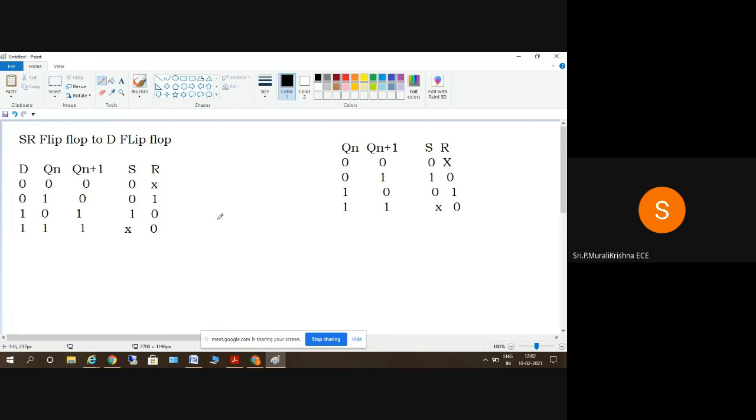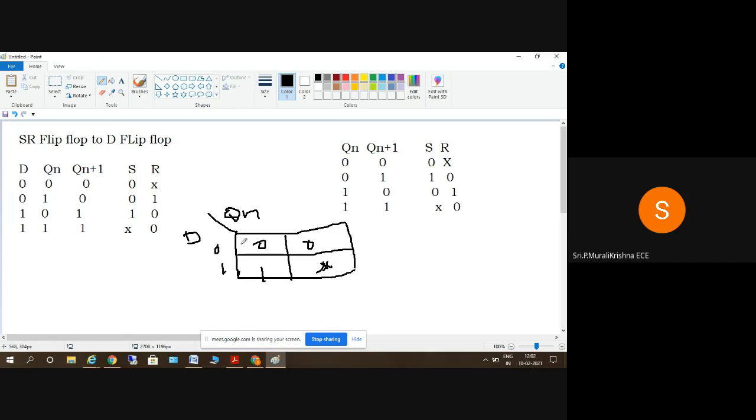Okay, so this is the conversion table here. So we need the equations for S and R. S in terms of D and Q of n is like this. 0, 0, 1, don't care. This is 0, 1, this is 0, 1. I'll group these two. So hence S is equal to D. Okay, S is equal to D here. Yes or no? So next we'll go for the next one.